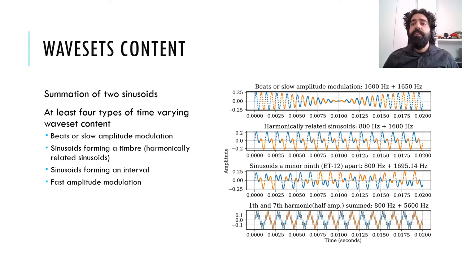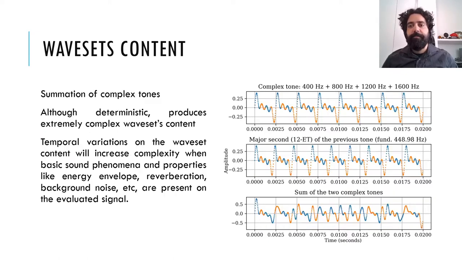The last example shows the summation of two highly spaced frequencies, which can be perceived as a single pitch with a complex timbre or as two different tones played together. Graphically, we will have a situation of small period wavesets pushed upwards and downwards by a slower oscillation. This situation can occur quite often due to the DC offset or non-audible low frequency content presence in the analyzed signal.